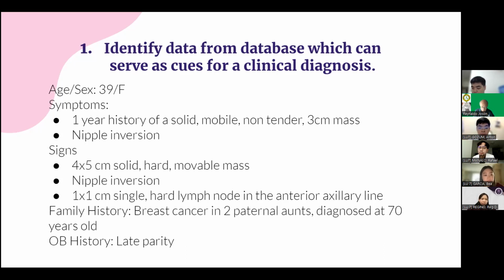Next, based on the physical exam, we should take note of the 4 by 5 centimeter solid, hard, movable mass. Also consistent with the history, we noticed nipple inversion based on the PE. And we were also able to palpate a 1 by 1 centimeter single hard lymph node in the anterior axillary line. It is also important to take note of the patient's family history of breast cancer in 2 paternal aunts who were diagnosed around 70 years old, and also our patient's OB history of late parity.